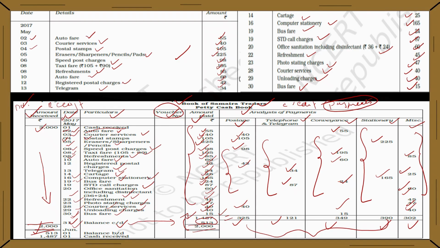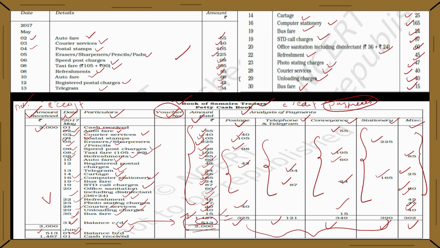On 1st June, balance brought down is onto the left side. Amount received column, we have to take the balance brought down, so that it will be easier for you to understand. See, on 31st May, balance carried down is 513. This has to be brought down to the next month. No? On 1st June, balance brought down onto the amount received column is 513.